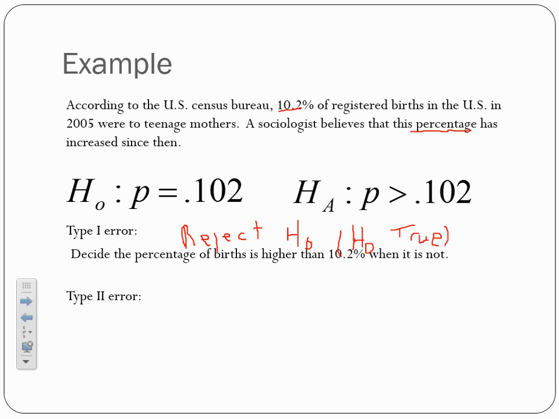A type 2 means we fail to reject. So in other words, we're going to claim that H0 is true when in fact, you failed to reject. So we're going to say it hasn't increased, but actually it has.